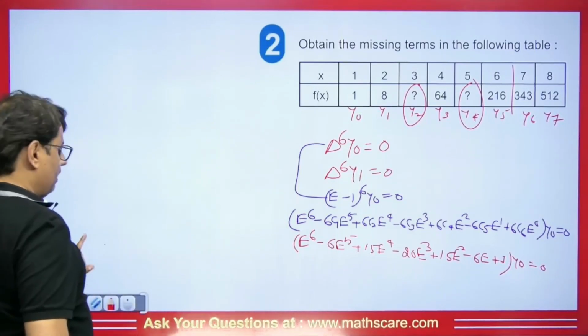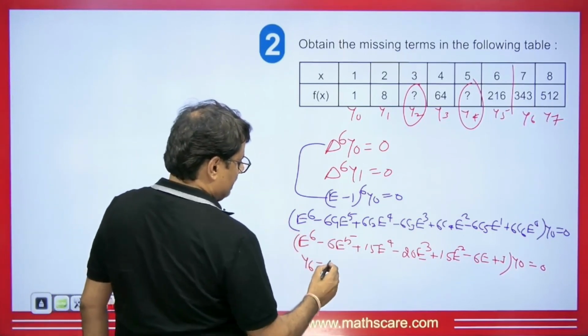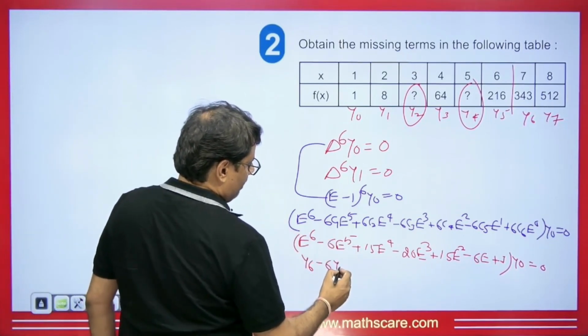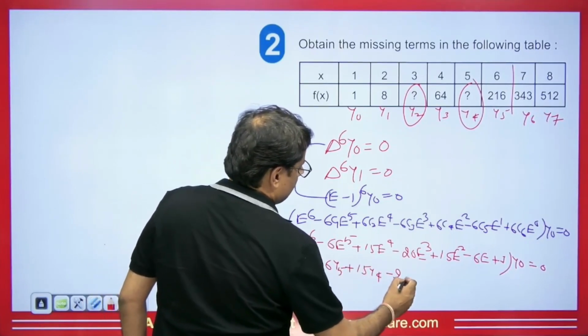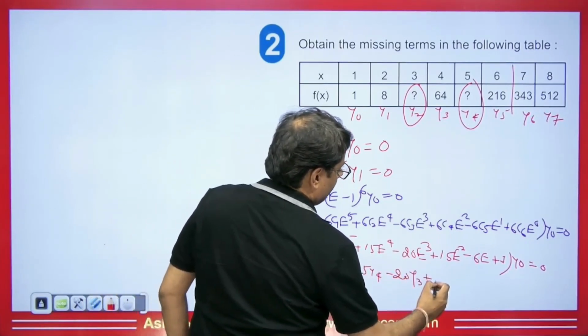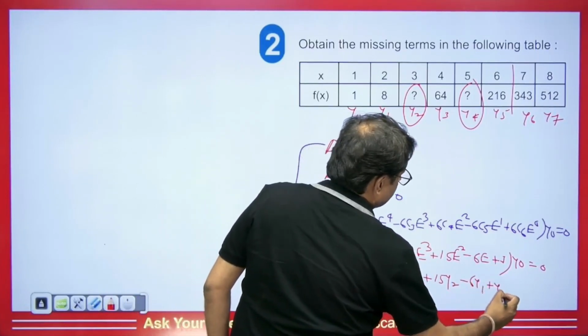As I multiply it, here y0, so it will be y6. Pay attention, right? Minus 6 we have y5 there, right? Plus 15 y4. It will be minus 20 y cube. It will be plus 15 y square minus 6y1 plus y0 equals 0.